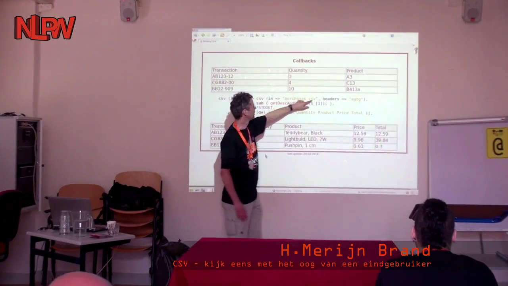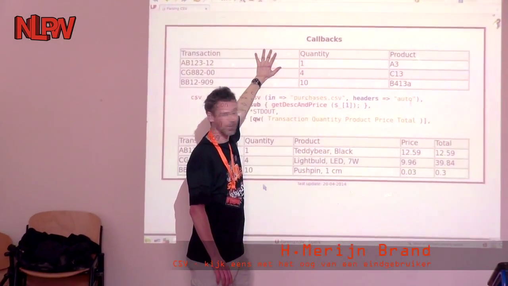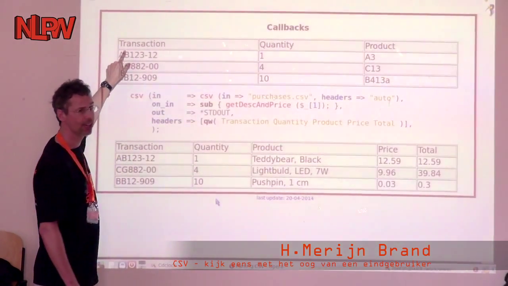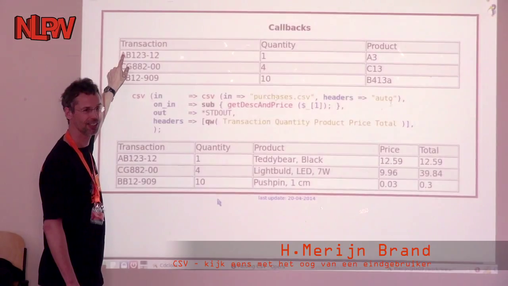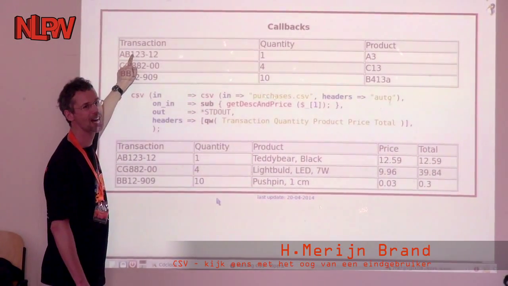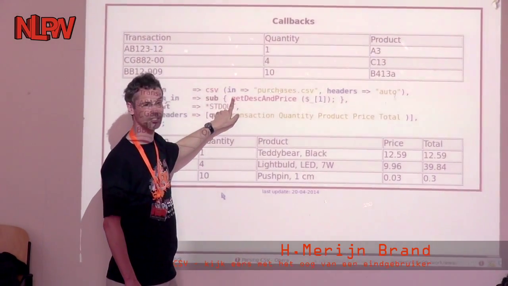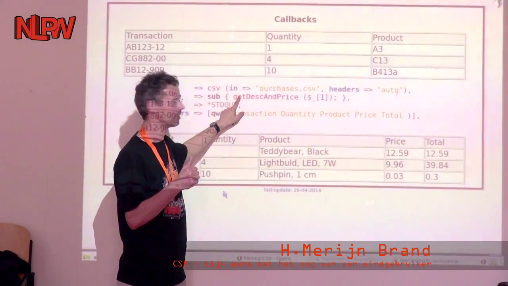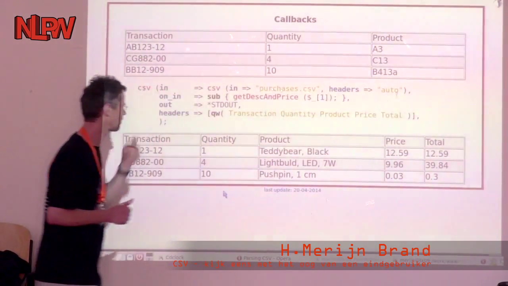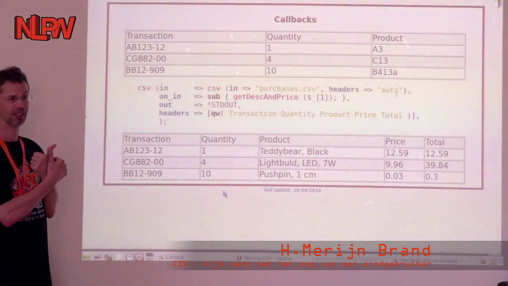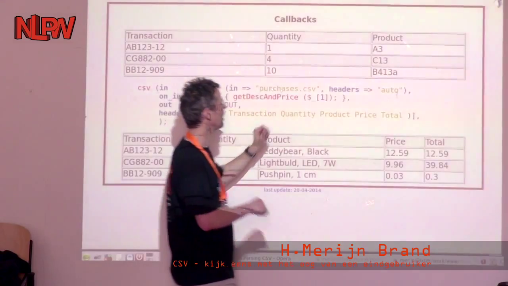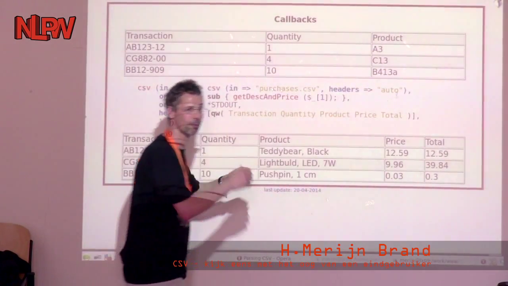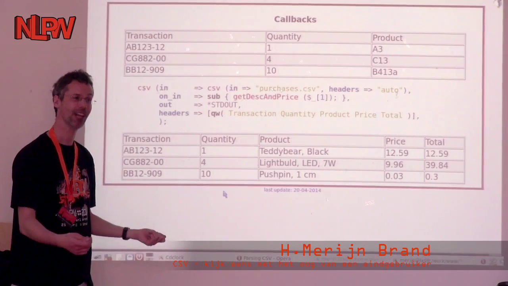The purchase.csv is my input file. Headers auto, which means that I don't return an array of arrays, but an array of hashes. And every field has a name. So in the callback, the first argument is my CSV object, and the second argument is a hash reference. So I give the hash reference to the other routine, and it can look at hash ref arrow quantity, and it can look at hash arrow product, and it can just replace hash arrow product with the product description and add elements to the hash ref.